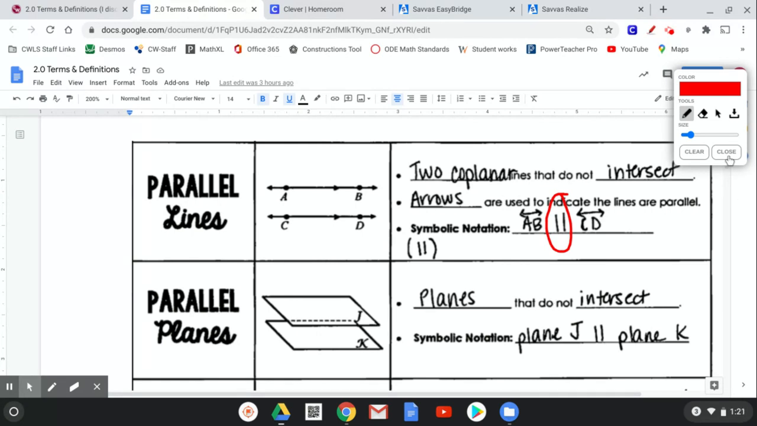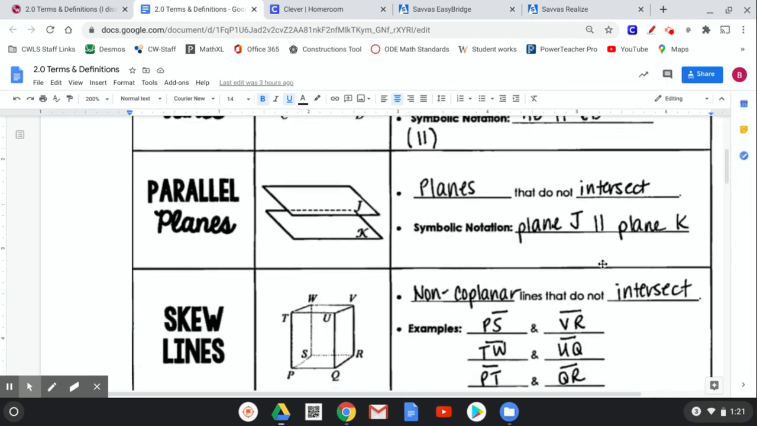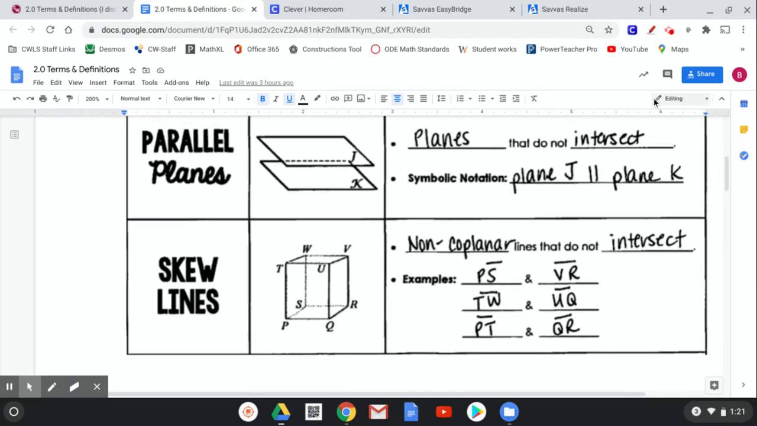All right, so next is parallel planes. Okay, parallel planes is the same thing. Planes that do not intersect. Again, we still use the same symbol for that. Skew lines. This is something that people kind of have difficulty with, and I think it's one of those things that's challenging until you get it. So they're non-coplanar lines, so they're not on the same plane, okay? But they're lines that don't intersect.